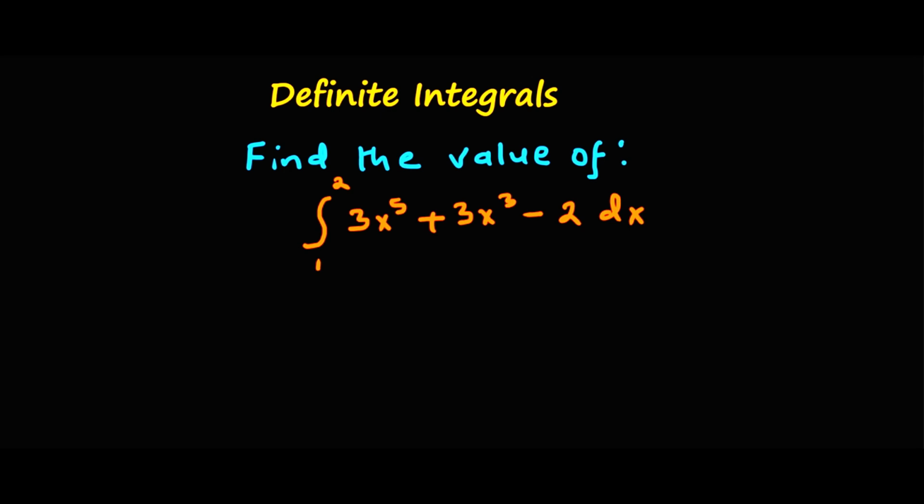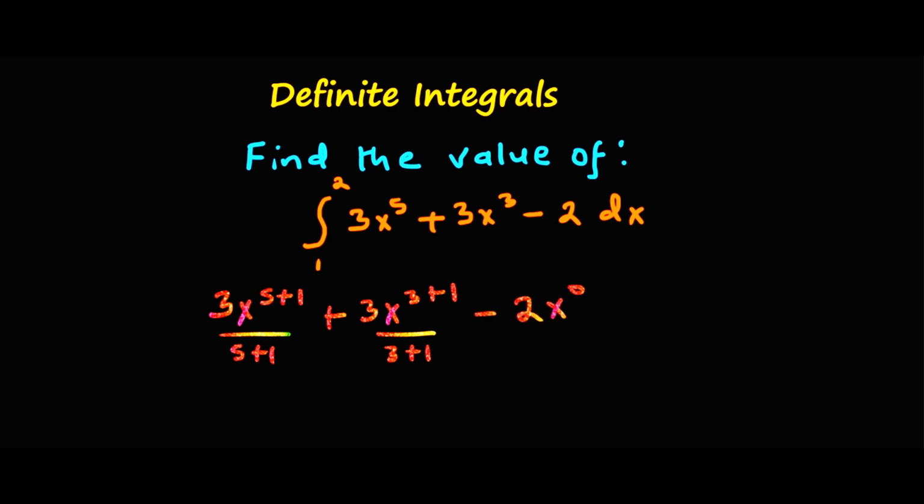The first thing we do is just integrate normally. So we have 3x, and that x is raised to the power 5. So you increase the power by 1, and then you divide by the new power, then plus, the next one is 3x raised to the power 3, increase that power by 1, and then divide by that new power, minus, so you have to see 2 as having x power 0, so that you add 1 over that new power, and then you add a constant of integration.